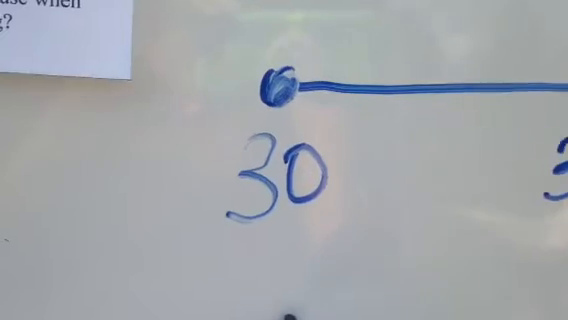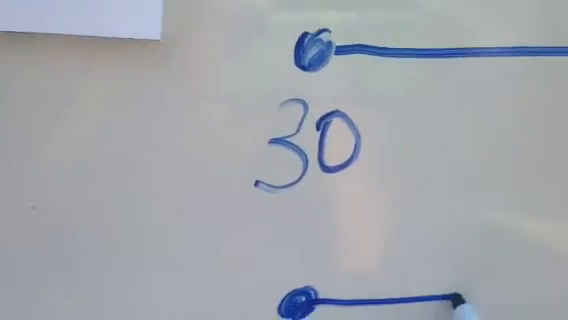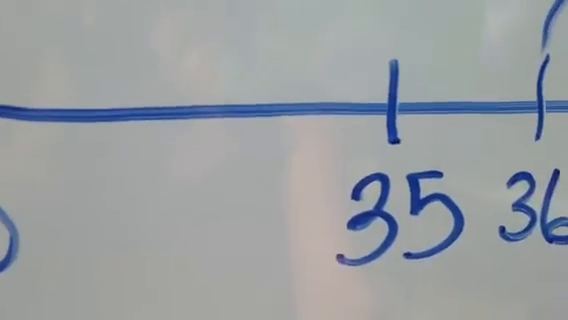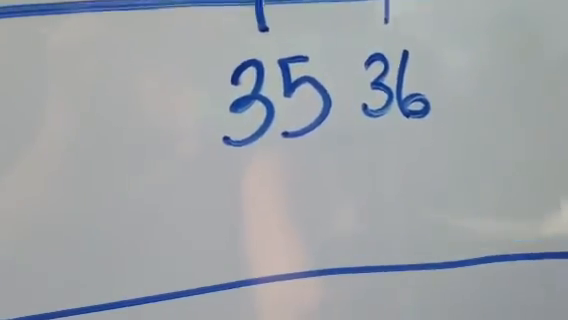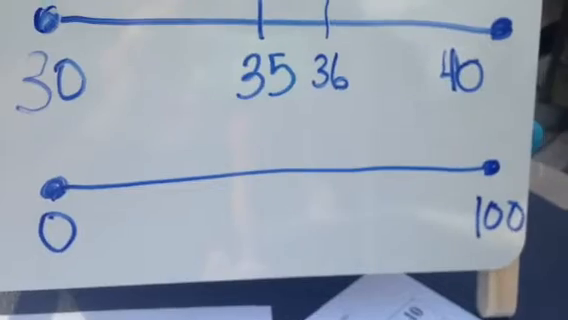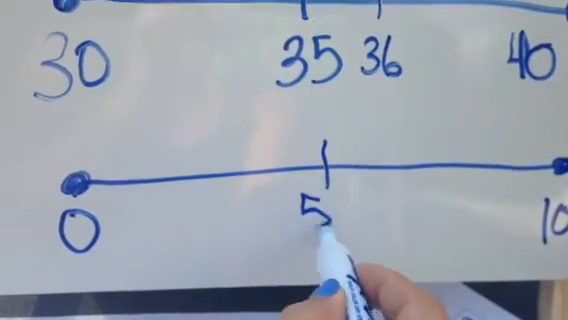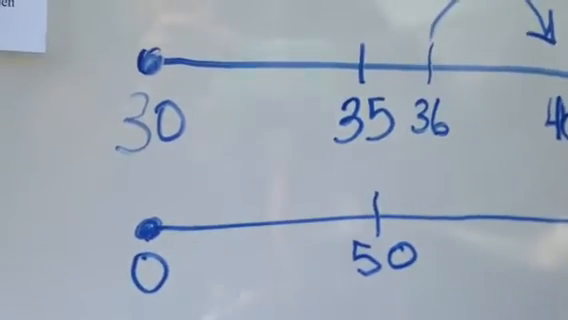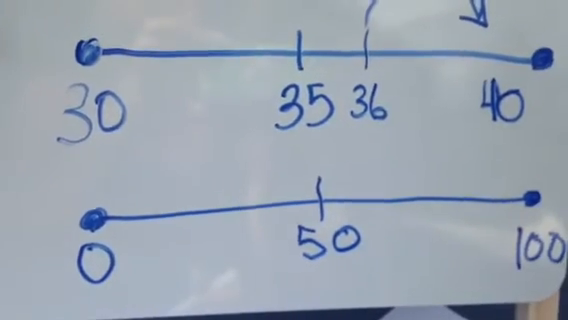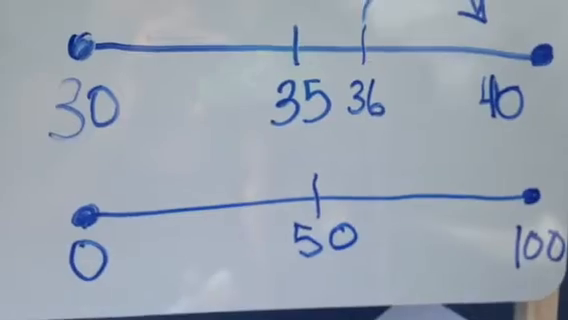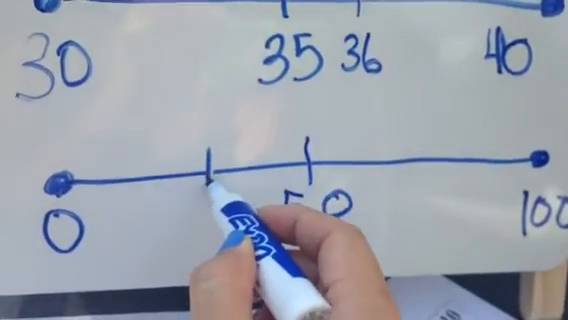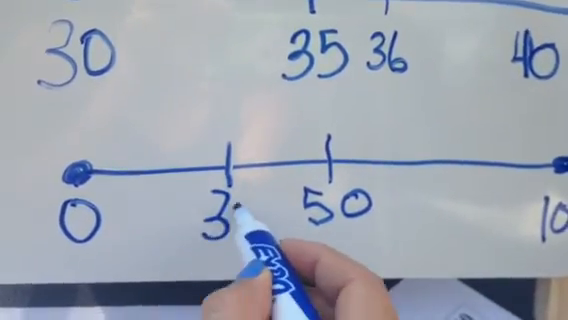Now let's round to the nearest 100. Nearest 100. Again, the number line. I'm going to put a 0 as my first benchmark and 100 as my next benchmark. Halfway between is the number 50. Now I need to put 36 on my number line, and I know it's less than 50, so I'll put it about right here, 36.